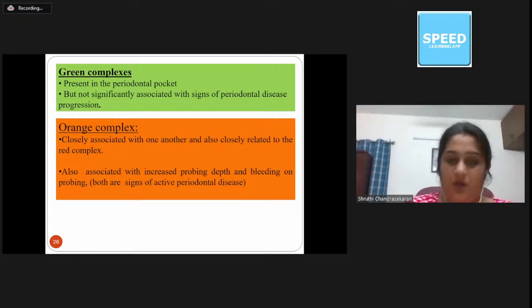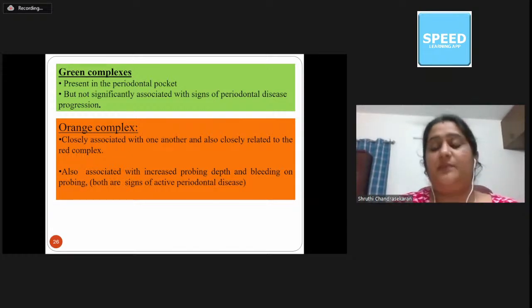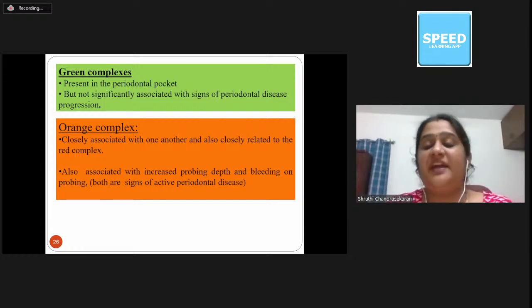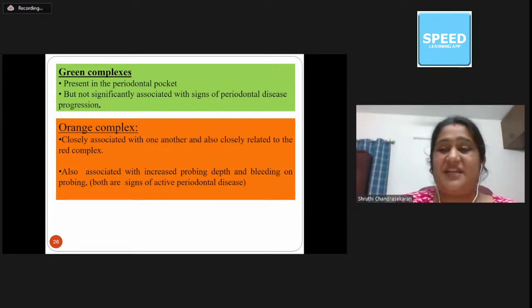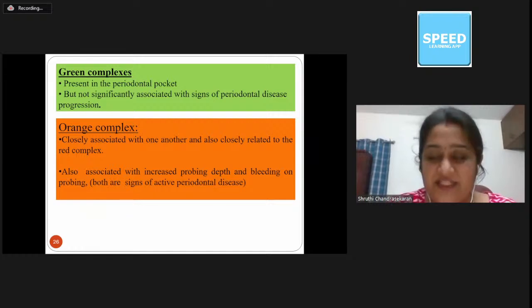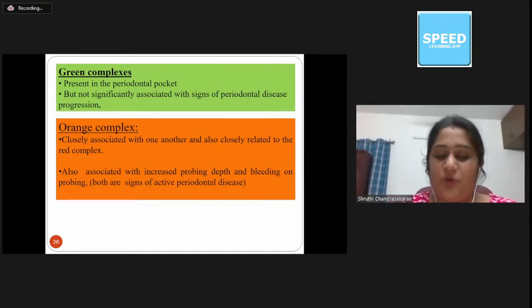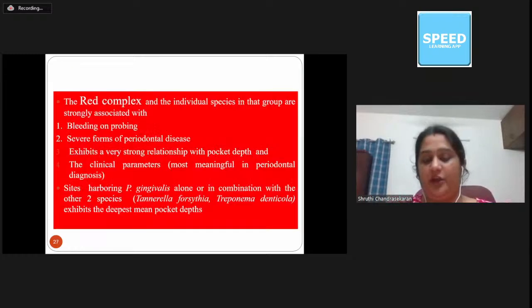Next, we have the orange complex bacteria. Orange complex bacteria are always closely associated with one another in the group and also related to the red complex bacteria, and hence the orange complex and the red complex are mainly responsible for periodontal disease formation and progression. Apart from that, it is also associated with increased probing pocket depth and increased chances of bleeding on probing.